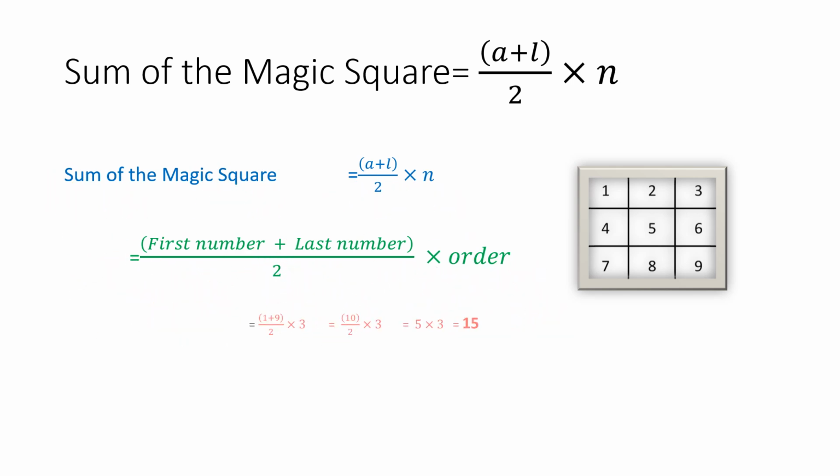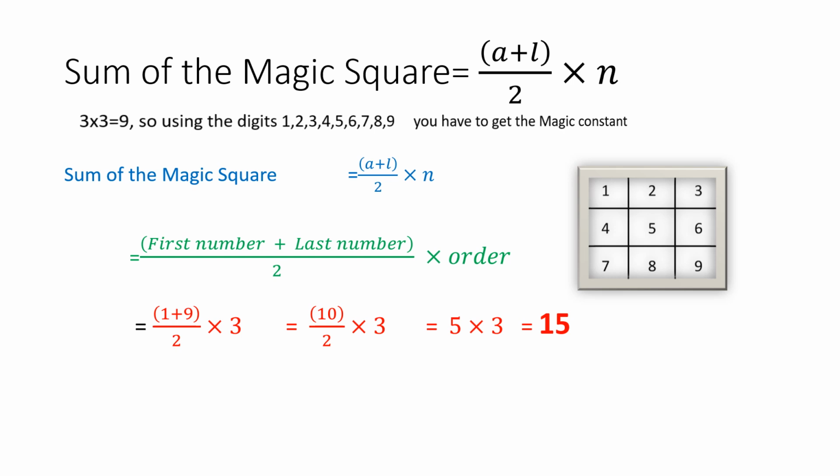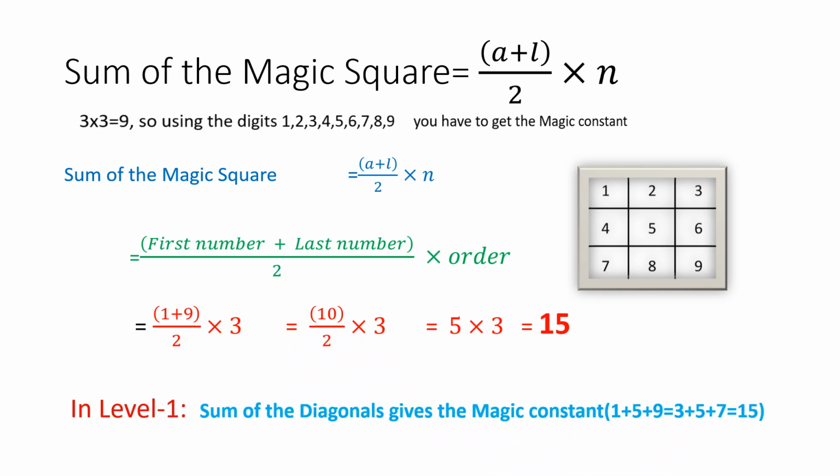5 3s are 15. Once again, 1 plus 9, first number plus the last number, is 10, divided by 2 is 5. Multiply by its order 3. So you are getting here 15. Whereas in level 1, being the beginner's level, it's mentioned simply to add the three diagonal numbers to get the magic constant. You see, 1 plus 5 plus 9 is equal to 15. 3 plus 5 plus 7 is equal to 15.